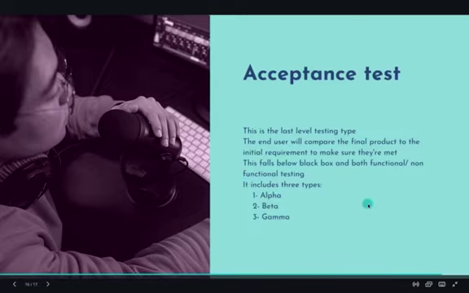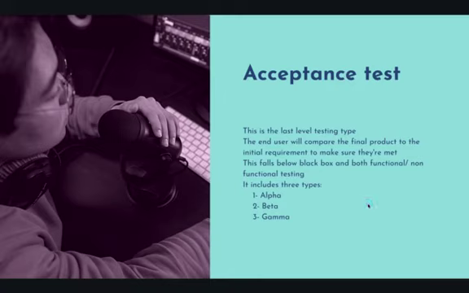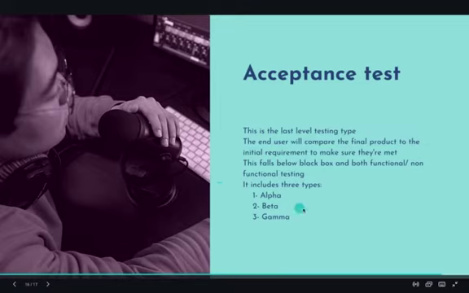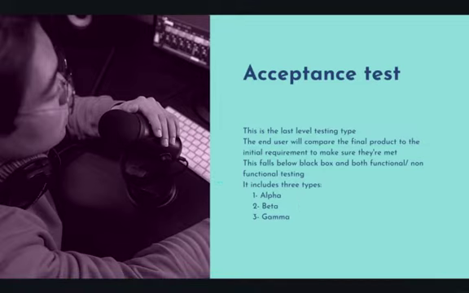The alpha type is that the tester will give responsibility to the inner developers to test the product. The beta testing means that some external users will test the feature as well, or the product. And the gamma testing is kind of the same as beta, but in a wider range.